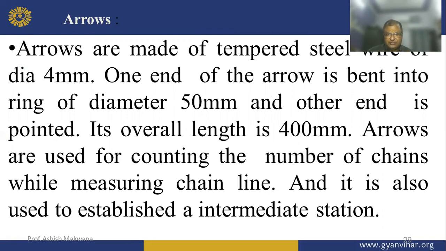Arrows are made of steel. What is an arrow? Which you have seen like this. Arrows are made of tempered steel wire of 4 mm, and one end of the arrow is bent into a pointed shape. Its overall length is 400 mm.